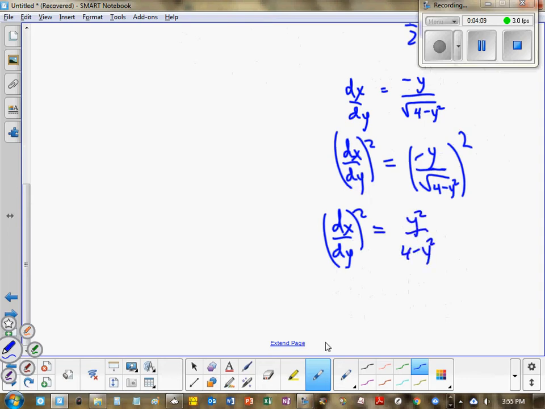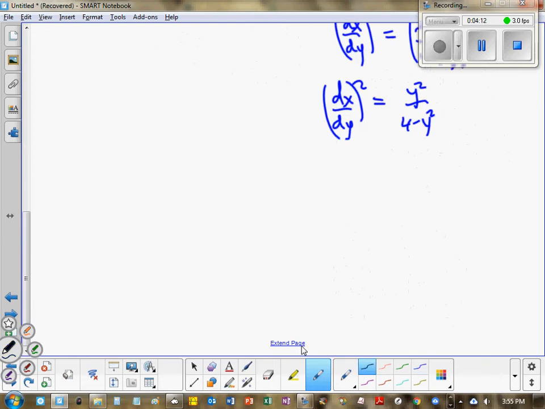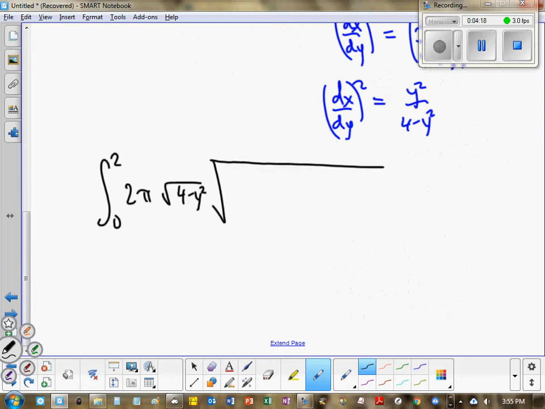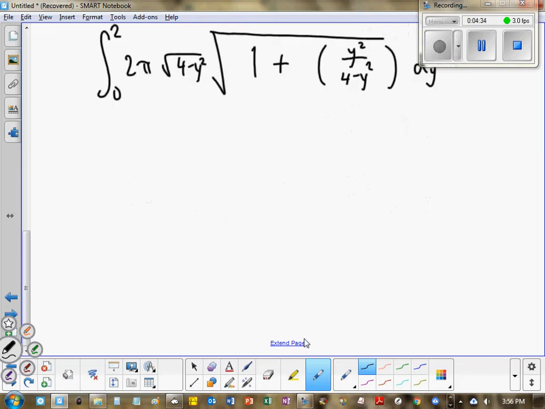Let's go back and look at our integral. Our integral had a 0 and a 2, there was a 2 pi, there was a square root of 4 minus y squared, then there's a big square root of 1 plus something, dy. And I've already applied the square, so it goes like that. And that's your answer. Now, I have a funny feeling we should be able to do this one by hand. So I'm going to try. I might fail. I don't know. Let's give it a go.